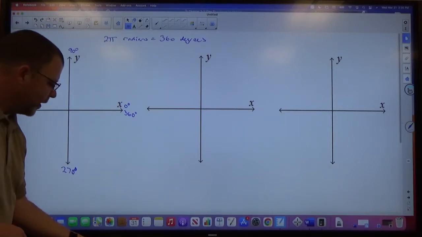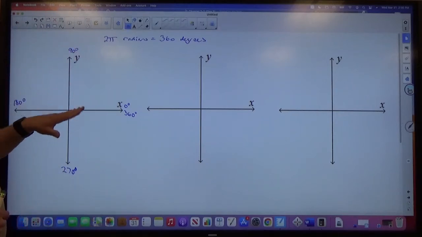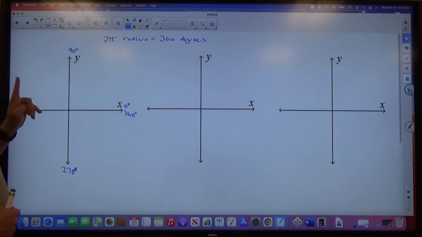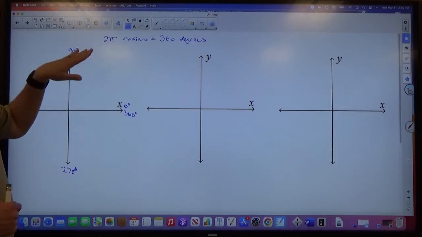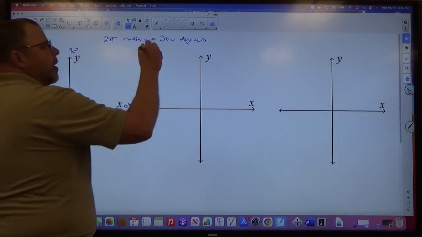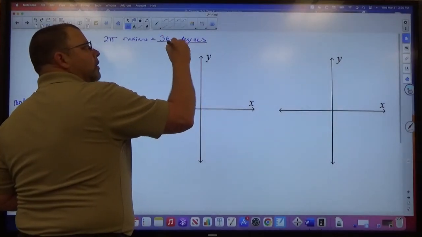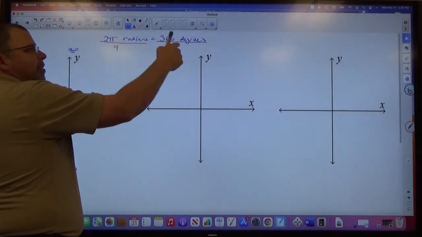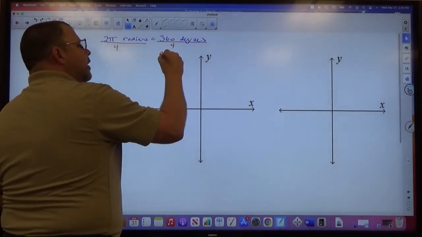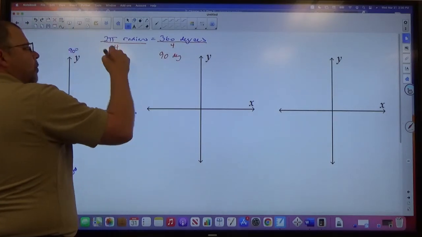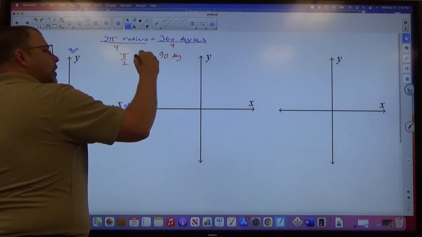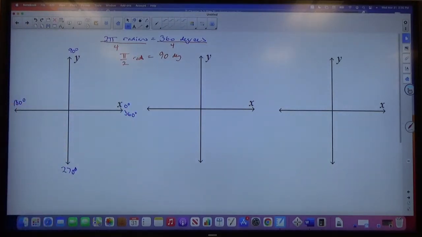All right, so looking at this picture here, I want to create a radian picture like this. Now, what I want to do, though, is this is a 90-degree jump, this is a 90-degree, right? So if 360 degrees equals 2 pi, if I divide 360 by 4, that'll make 90, right? So if I divide 2 pi by 4, that should be the same amount, right? So 90 degrees is going to equal pi over 2 radians. And I'm just going to write RAD. That's typically how radians is abbreviated.